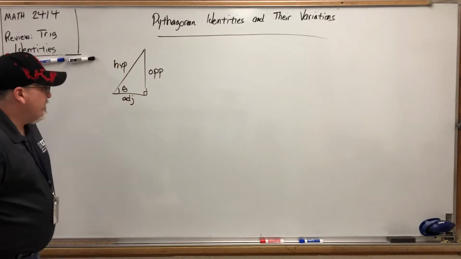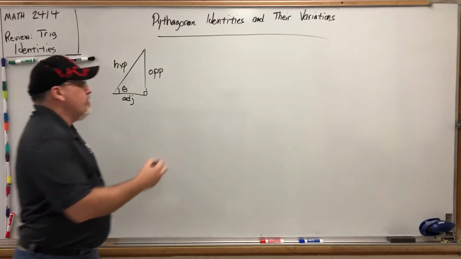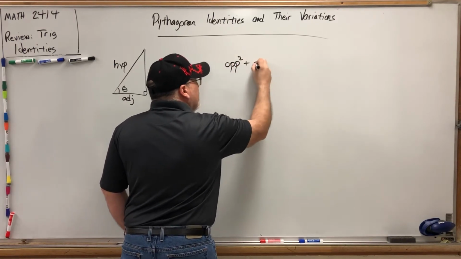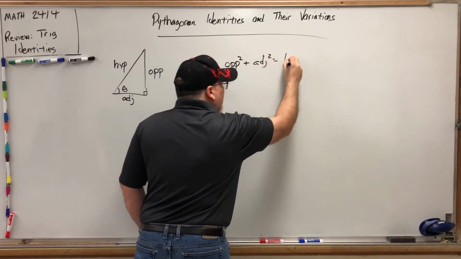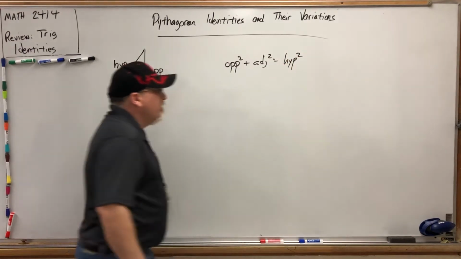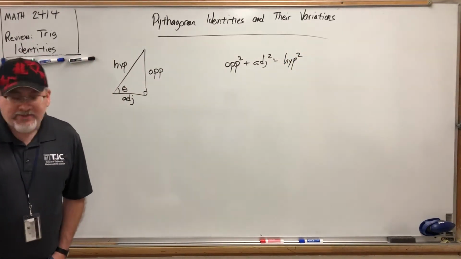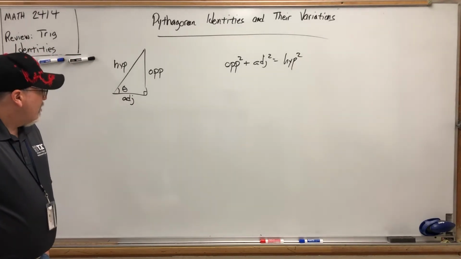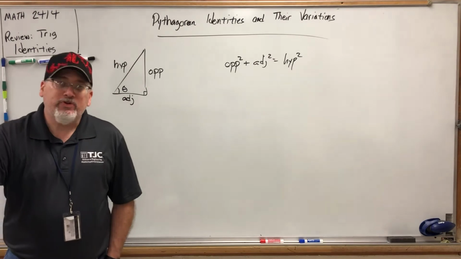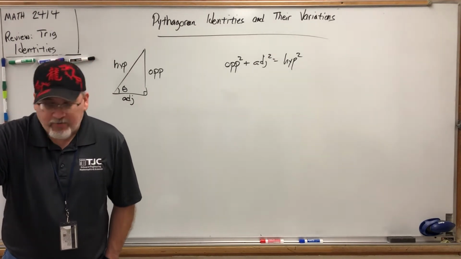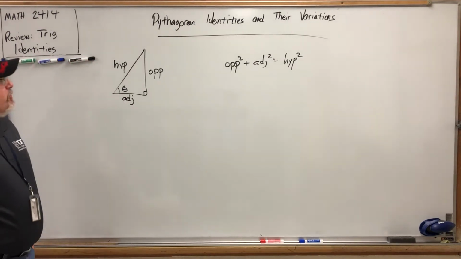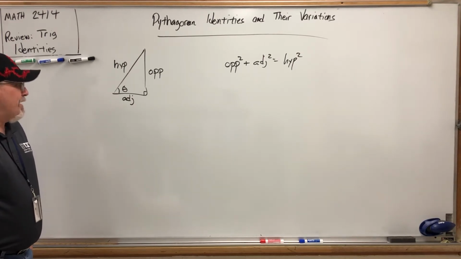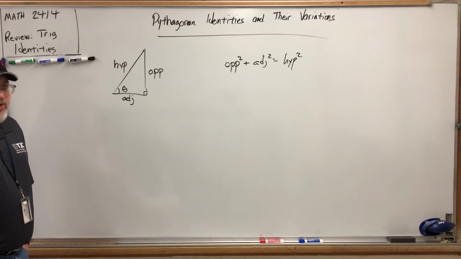So if we get the Pythagorean Theorem on this, let's start with opposite. Opposite squared plus adjacent squared is equal to hypotenuse squared. So that's the Pythagorean Theorem in terms of opposite, adjacent, and hypotenuse, which means we're focusing on a specific angle in the right triangle. So what does this have to do with trigonometry? Well, as of right now, not much. Aside from labeling the sides opposite and adjacent, there's not much trig to this.